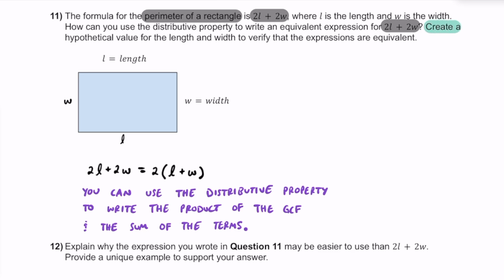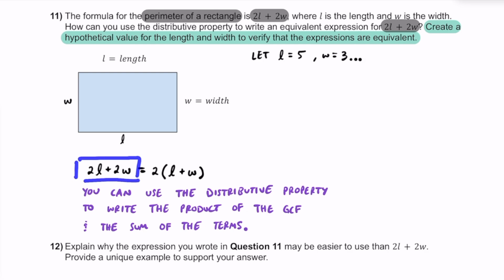Next, we're told to create a hypothetical value for the length and the width to verify that these expressions are equivalent. So this is where you just make up a different value of your choice for the length and width, just to make sure these expressions are the same. So I'm going to let L equal 5, and I'm also going to let W equal 3. So I'm going to let these be the values of L and W. Let's start with the original expression here, this 2L plus 2W.